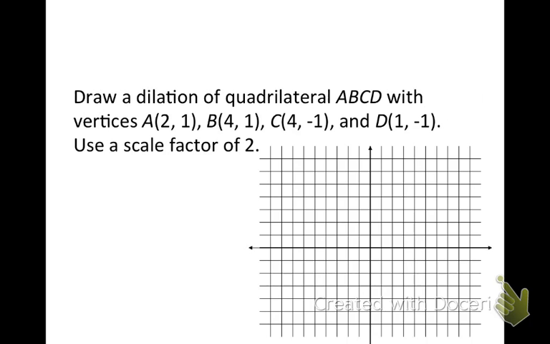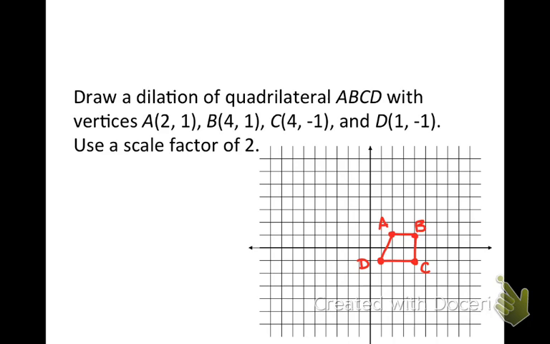All right, so we need to draw a dilation of a quadrilateral ABCD with vertices A, B, C, and D. So let's go ahead and plot those points. Plot point A at 2, 1. So go to the right 2, up 1, label that A. B is at 4, 1, label that B. C is at 4, negative 1. So plot that, label it C. D is at 1, negative 1. So plot that, label that D. And then connect to make a quadrilateral.